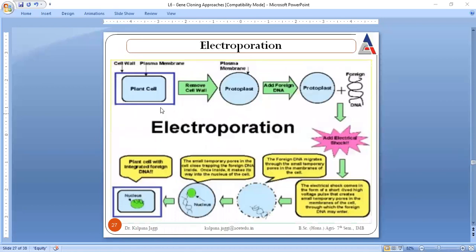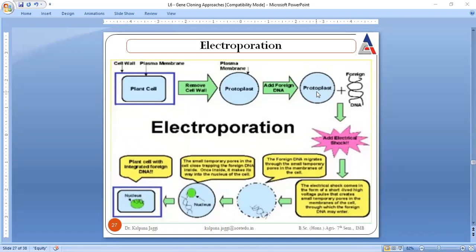So see, this is the plant cell. Outer is the cell wall. This is the plasma membrane. We have removed the cell wall because a protoplast is one that no longer has the presence of a cell wall. So this will be removed, and left behind will be the plasma membrane. We can add foreign DNA into it because when we give high electric currents, there will be the creation of pores, and foreign DNA can be allowed to enter into it.